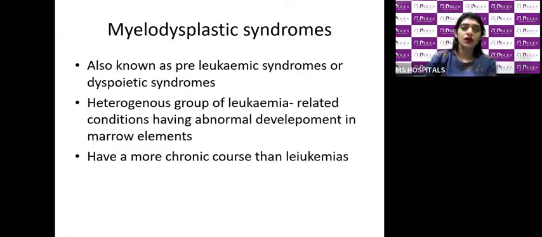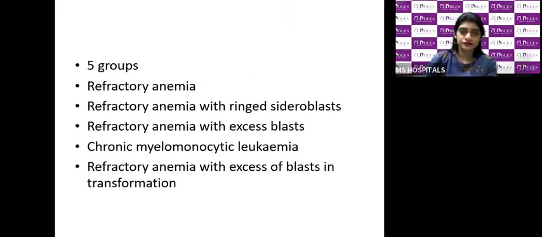Myelodysplastic syndromes, also known as pre-leukemic syndromes or dysmyelopoietic syndromes, are a heterogeneous group of leukemia-related conditions with abnormal development in marrow elements, and have a more chronic course than leukemias. The 5 groups include refractory anemia with ringed sideroblasts, refractory anemia with excess blasts, chronic myelomonocytic leukemia, and refractory anemia with excess of blasts in transformation.